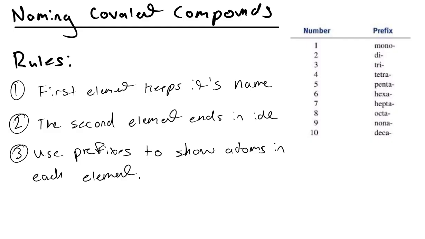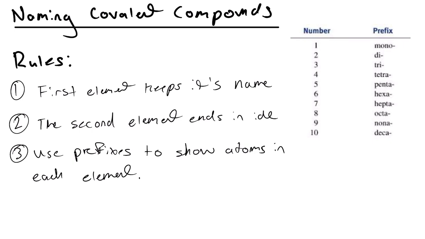A molecular or covalent compound is just a compound made up of two nonmetals. That means we use a special naming system based on prefixes that will tell us how many atoms are in the molecule. Before we can begin naming, there are three rules we need to remember.